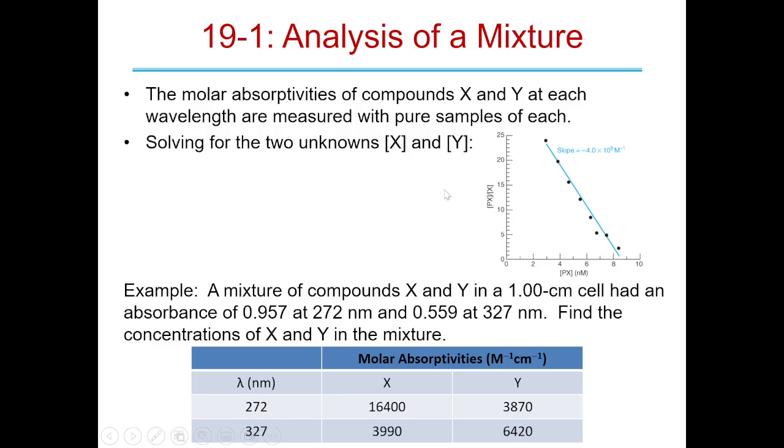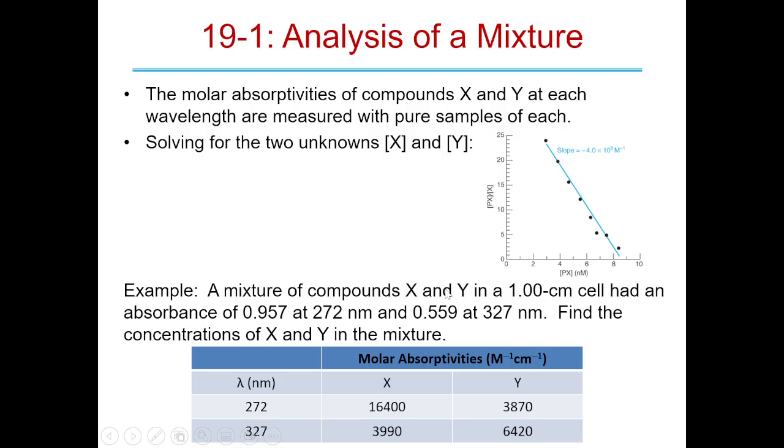So the molar absorptivities of compounds X and Y at each wavelength are measured with pure samples of each compound. You can solve for the 2 unknowns, X concentration and Y concentration. Essentially, you're setting up Beer's law for each unknown, right? So for each species, the unknown, you're setting up a Beer's law. You can solve it then for the extinction coefficient, and that will give you a way of measuring the absorption due to that species.